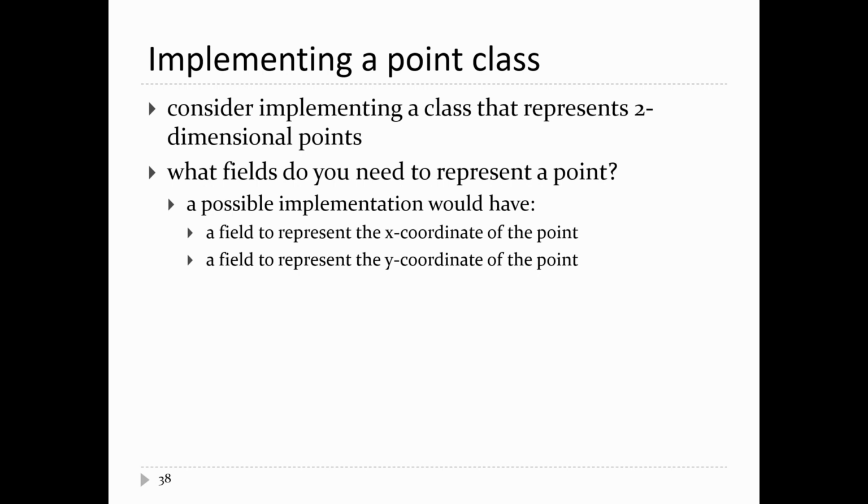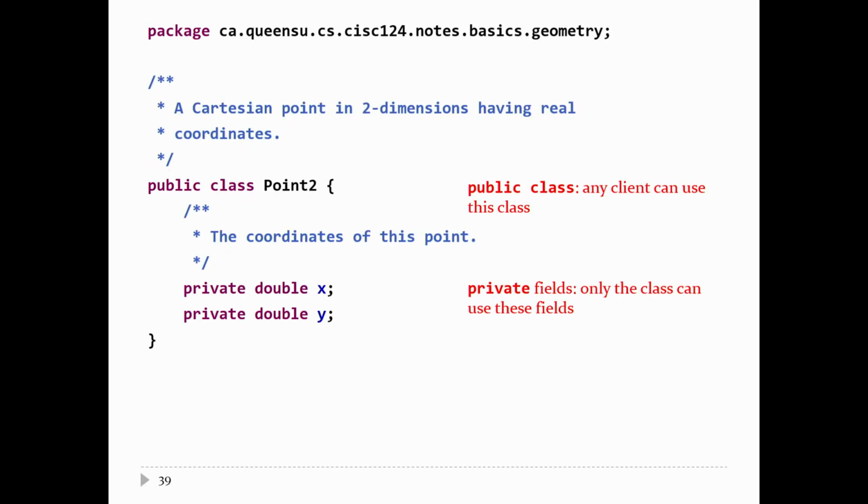There are other possibilities though. You could use an array of length 2, where the first element of the array would be the x coordinate and the second element would be the y coordinate. You could use a list of length 2, again with the first element being the x-coordinate and the second element the y-coordinate. There's probably other representations that you can come up with as well, but the most obvious one looks like this.